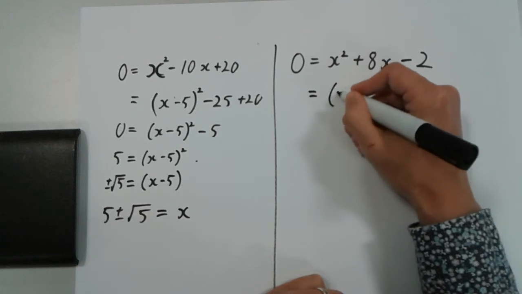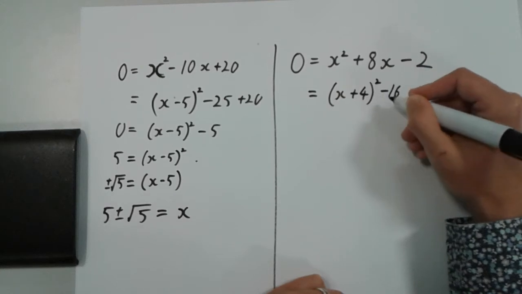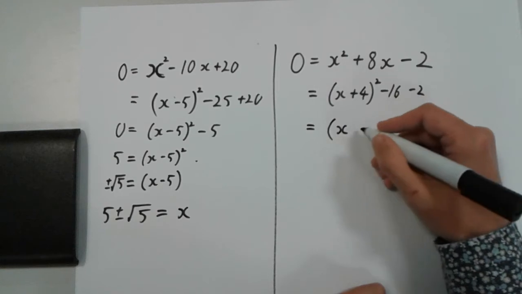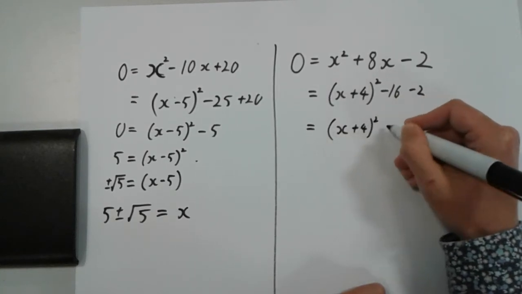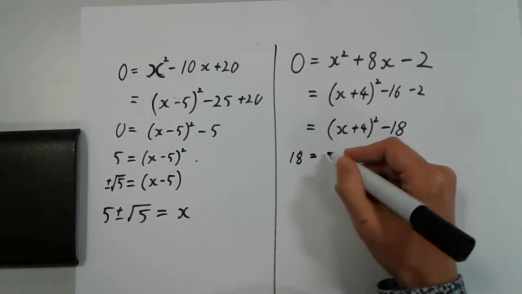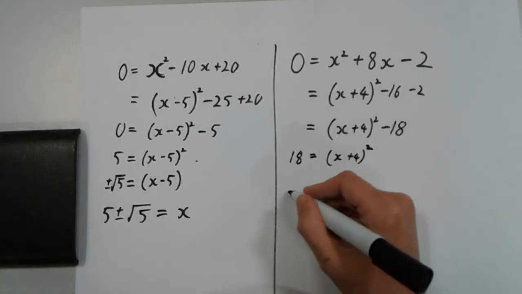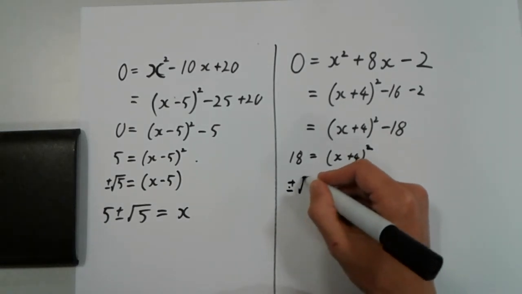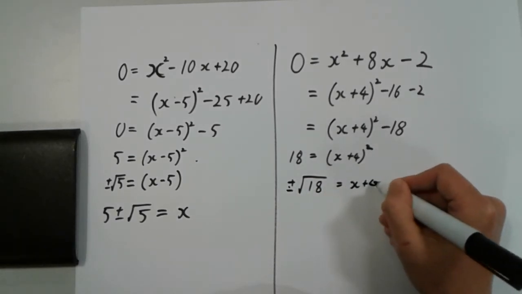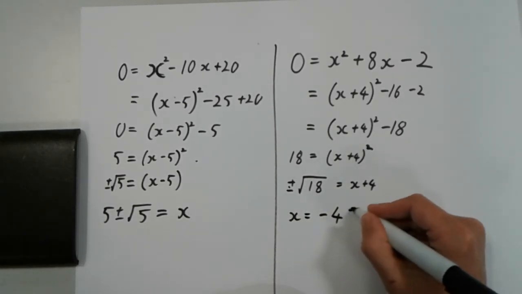Completing the square again, x plus 4, minus 4 squared, add the 18, square root, always remember your plus minus, minus the 4.